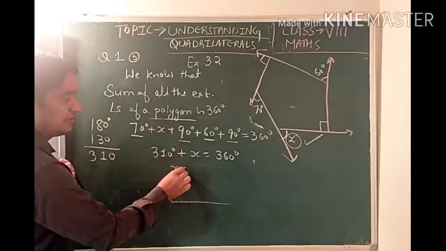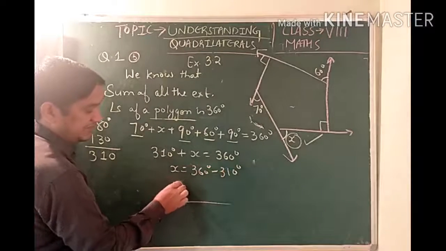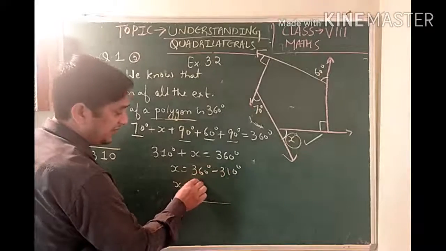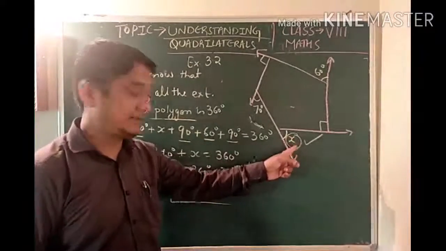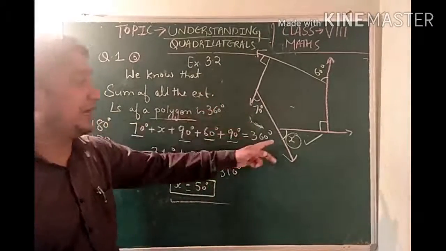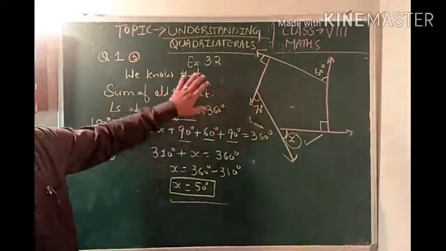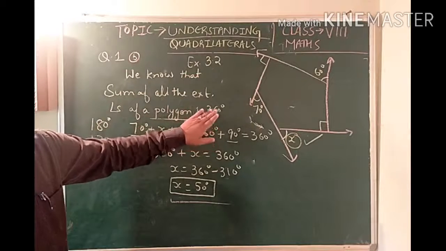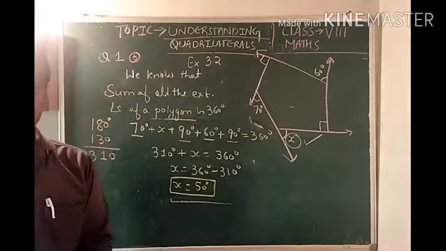And the value of x is equal to 360 minus 310 degree. If we subtract 310 from this 360, we get 50 degree. So the value of this exterior angle x is 50 degree. Now children, you can find the value of any unknown exterior angle by this concept. The sum of all the exterior angles of a polygon is 360 degree. After this, children, we will do question number 2.